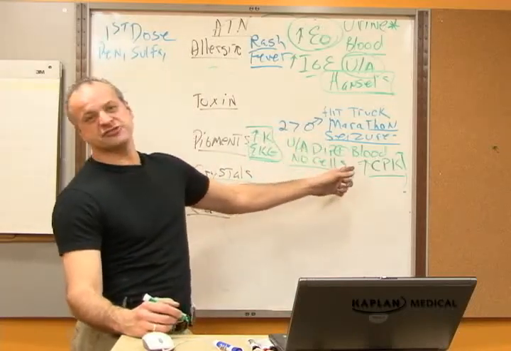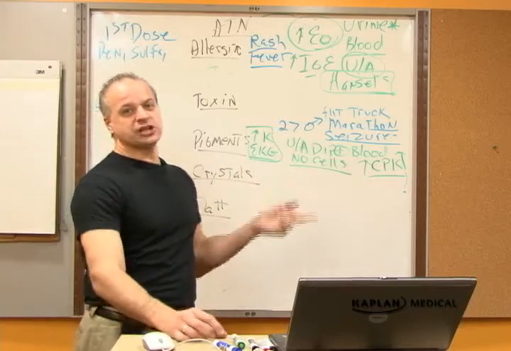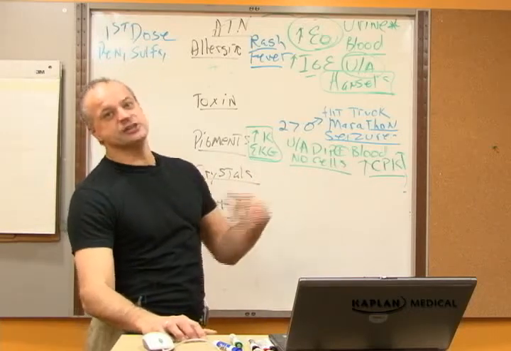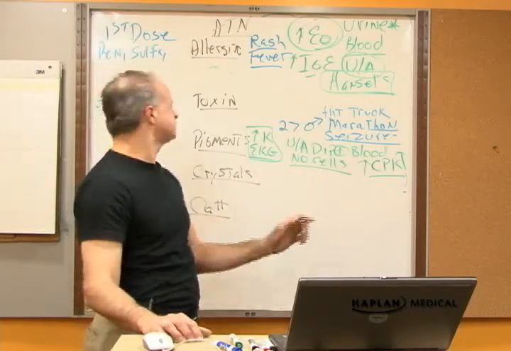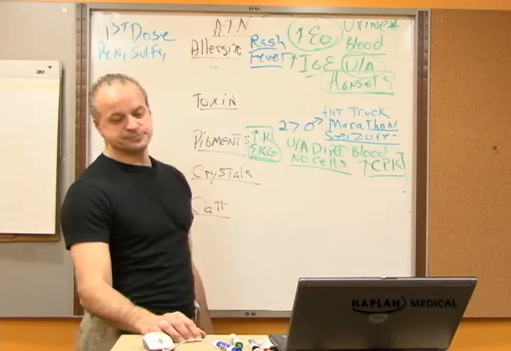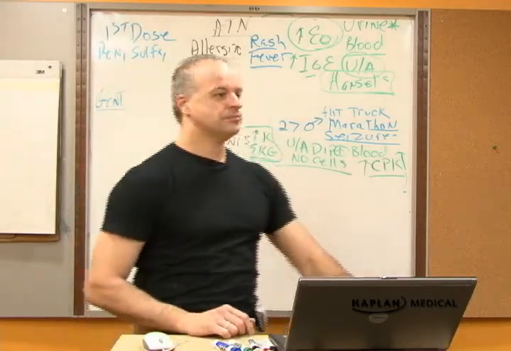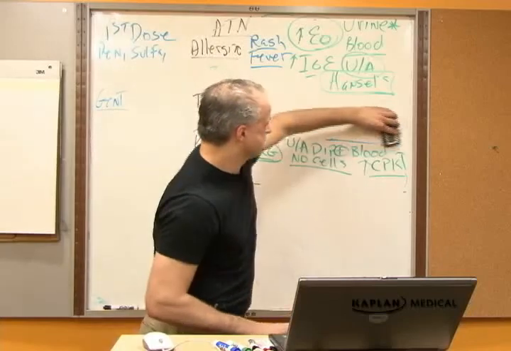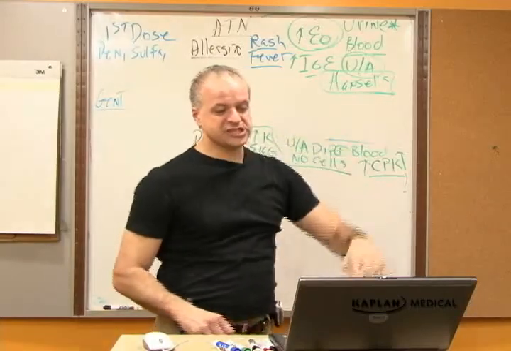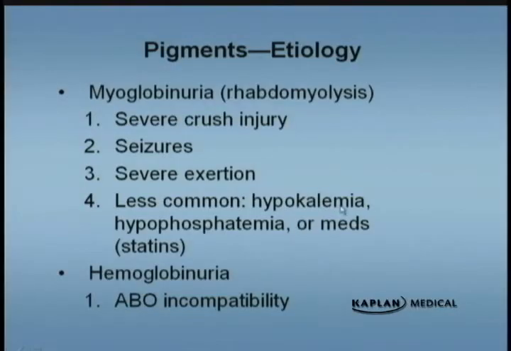Urinalysis, dipstick positive for blood but no cells seen. Hemoglobin, myoglobin, red blood cells. Hyperkalemia, EKG. Hit with a truck. Seizures. Protect the heart. Seizures, crush, severe exertion. You see that?